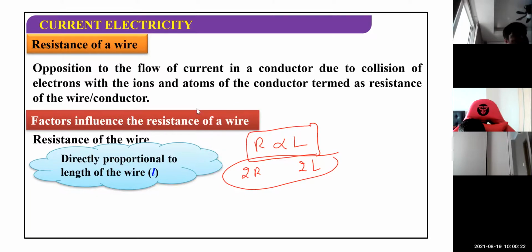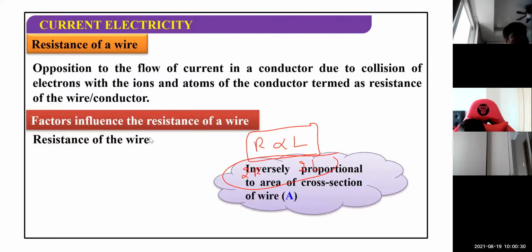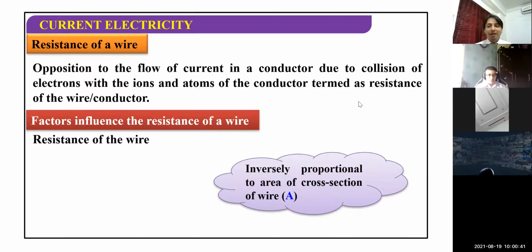And Calista said that the temperature, yeah, we will come to the temperature also. Before that, after finding the relation with the length, we have a very important relation: resistance is inversely proportional to the area of cross section of a wire, children.